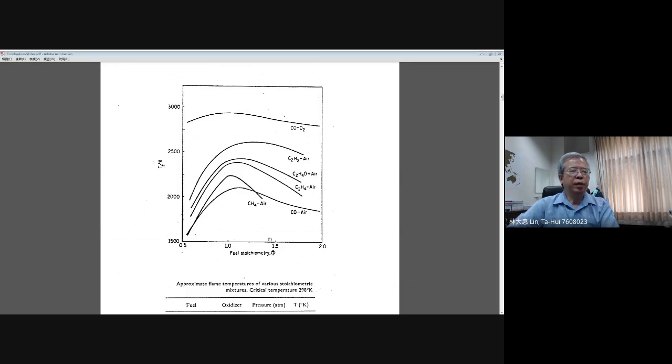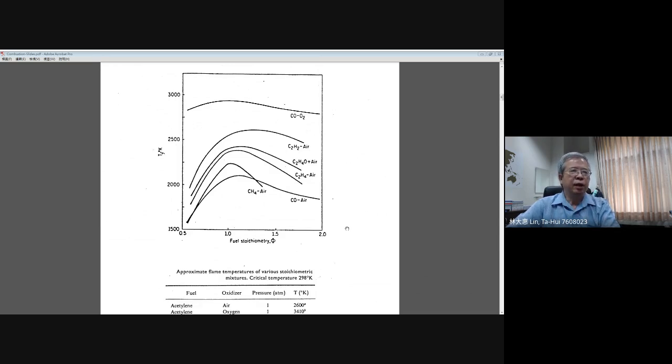When your mixing ratio exceeds the lean limit, which means smaller than the limit, or larger than the rich limit, you may not have the flame exist. That means that you cannot ignite it. The reason is quite simple. For the lean case, if you have too little fuel, that means that you cannot have enough heat of combustion released in the chemical reaction mechanism.